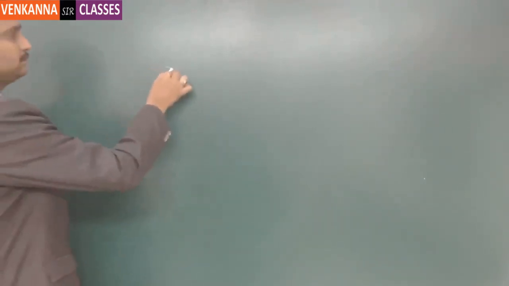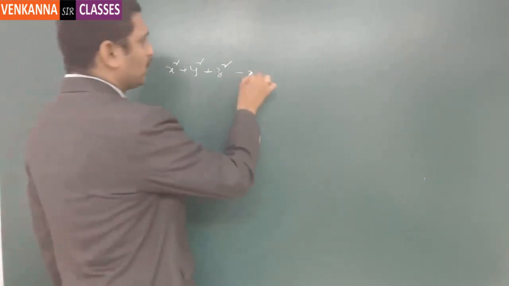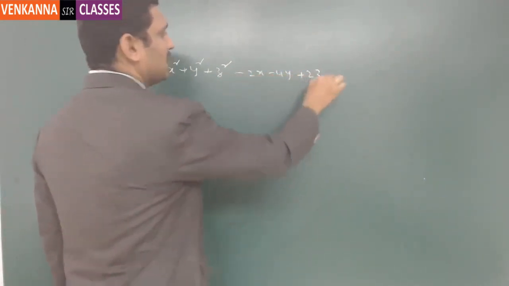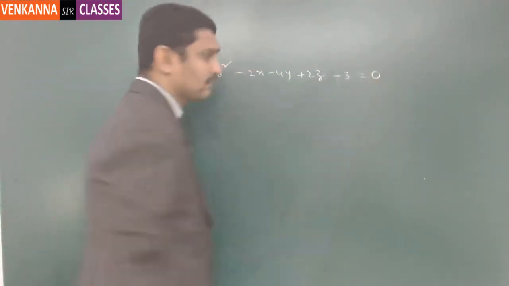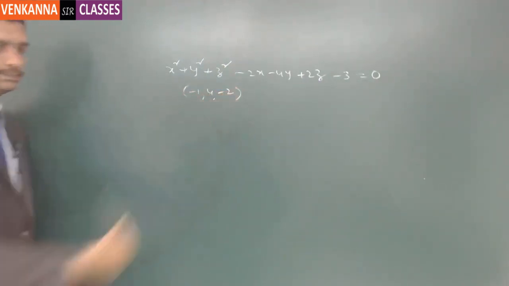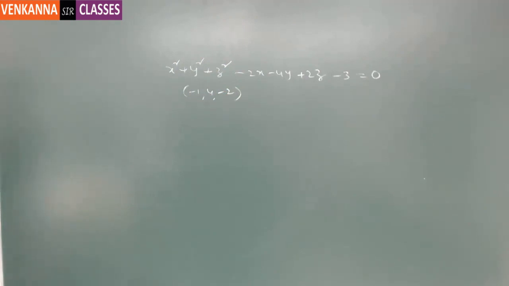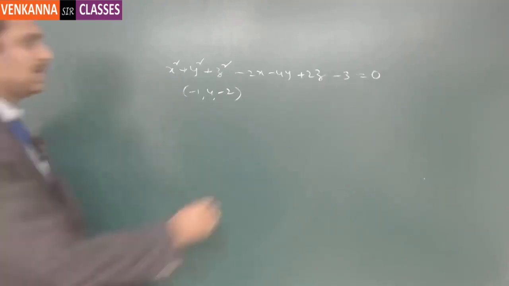Let us take a small problem right now for an idea. You take the sphere x square plus y square plus z square minus 2x minus 4y plus 2z plus 3 minus 3 equal to 0. And I have given a point to you which is minus 1, 4, minus 2. So I have given the sphere equation for you. I have given the point x1, y1, z1 to you, so that you can compute the tangent plane, nothing but S1 equal to 0.